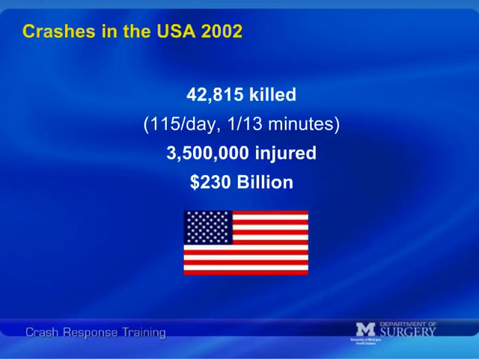Motor vehicle crashes are a major public health problem. Overall, in the United States, approximately 40,000 people are killed each year in motor vehicle crashes. That boils down to 115 deaths per day, or 1 death every 13 minutes. On top of these fatalities, 3.5 million people are injured. The cost of crash injuries is $230 billion each year.